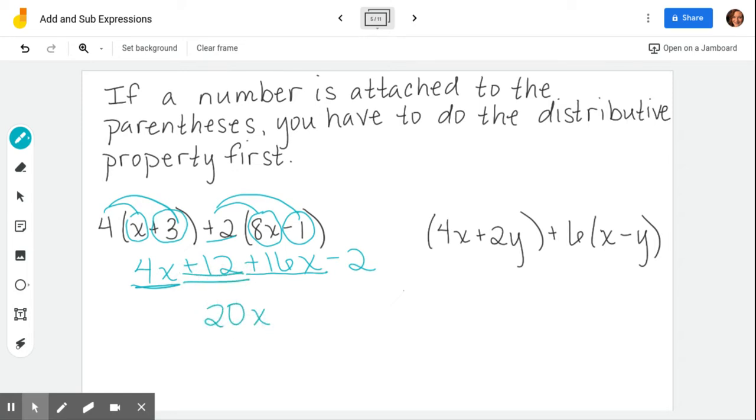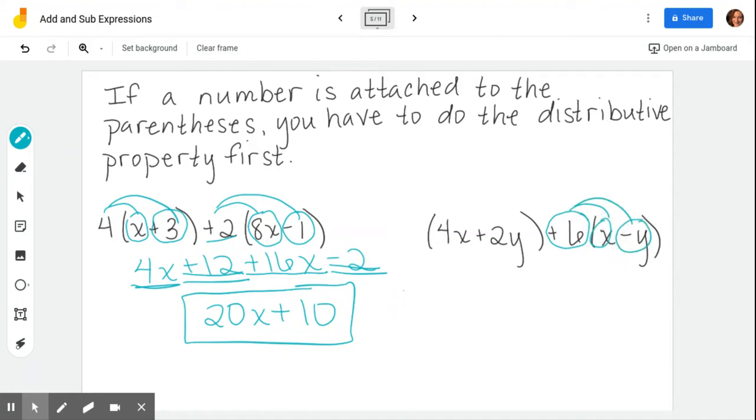Positive 12 can go with minus 2, and that gives us positive 10. 20x plus 10. On this next one, I don't have anything attached to the first set of parentheses, but I do have this positive 6 attached to the second set. So there's my mailman. Here's the 2 houses inside the neighborhood. I'm going to distribute mail to each house.